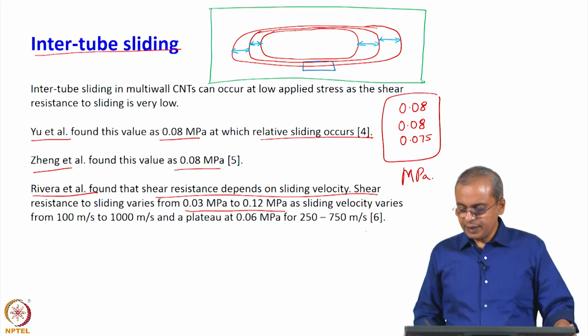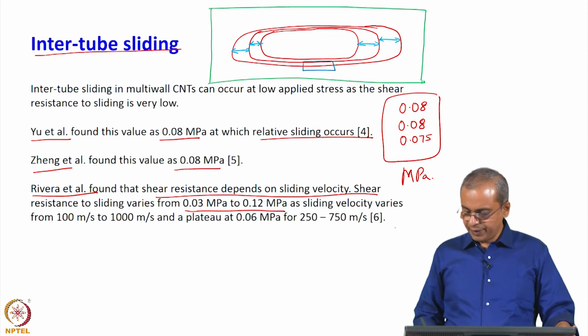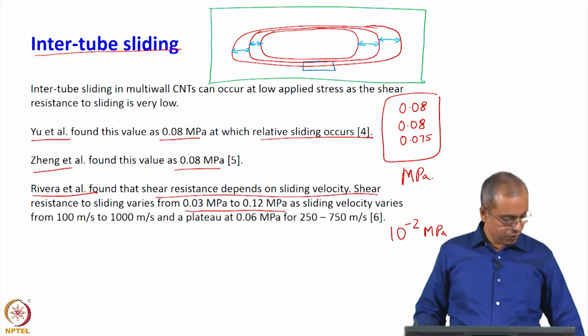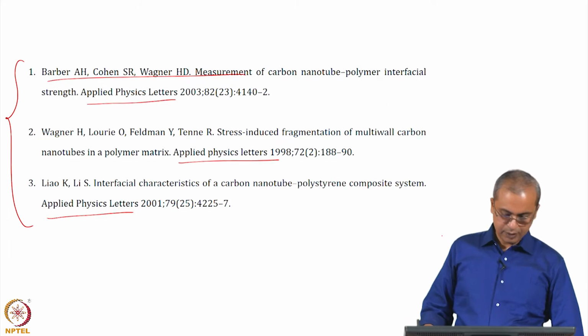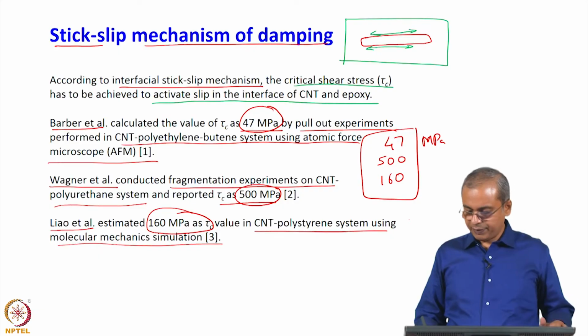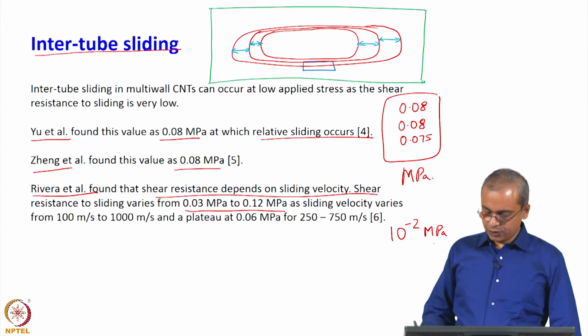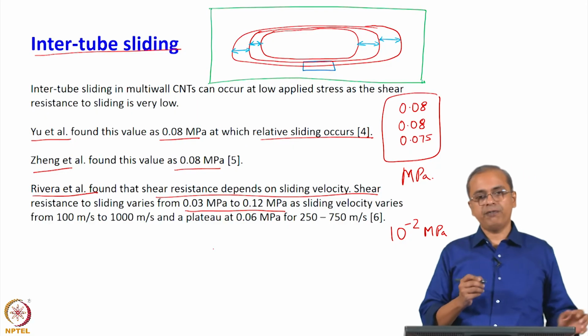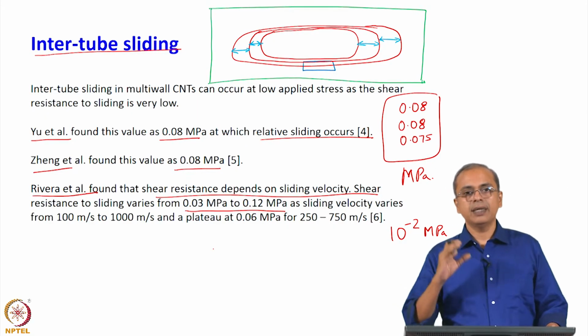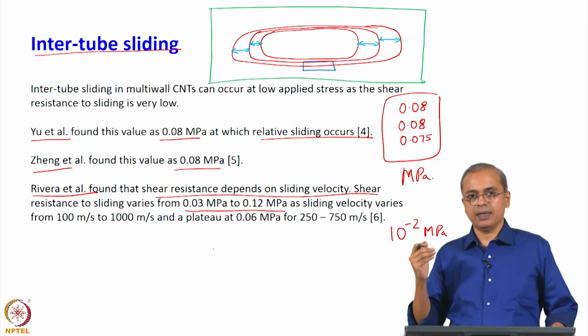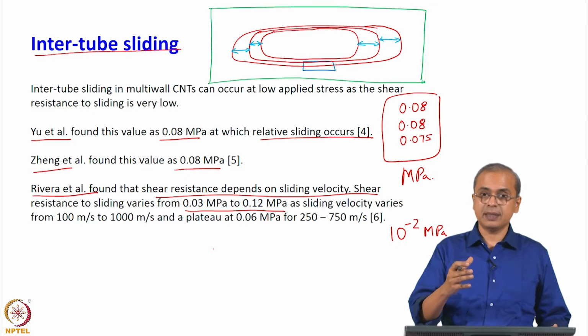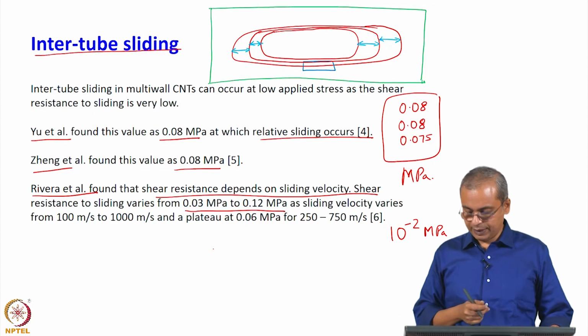So, you can see here, this is 10 power minus 2 MPa, and if you go back, this is about 10 power 2 MPa. So, this is 10 power 2 MPa, this is 10 power minus 2 MPa. So, 4 orders of magnitude difference in the amount of force that is required to enable one kind of sliding, one kind of movement in a system relative to another kind of movement in the system.